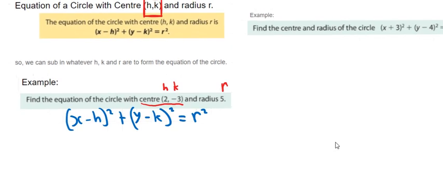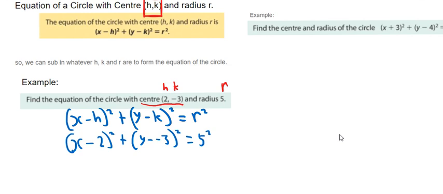Then to get the equation of this circle in this example, all I need to do is put in what h is, what k is and what r is. So I'm going to get (x - 2)², plus y. Now watch what happens here. I have to do y minus whatever k is. But k is already -3 here, therefore I have to do y minus -3, squared. And then equals r squared, so it'll be 5 squared, because 5 is the radius.